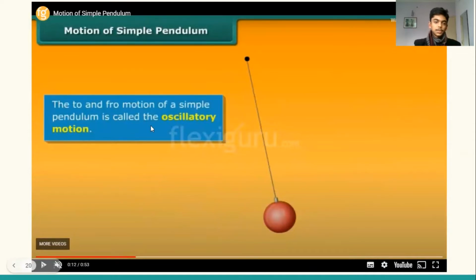The to and fro motion of a simple pendulum is called oscillatory motion. Anyway, that is a physical thing, but what I want to tell you through this is, if you can think of an imaginary line here, I'll just use the laser pointer, then this side you can consider to be the positive axis, and this side the negative axis.